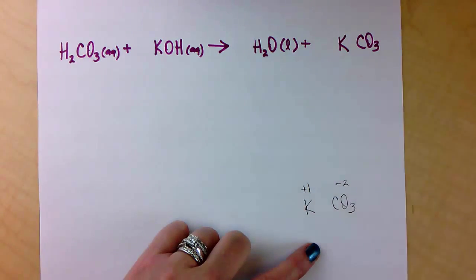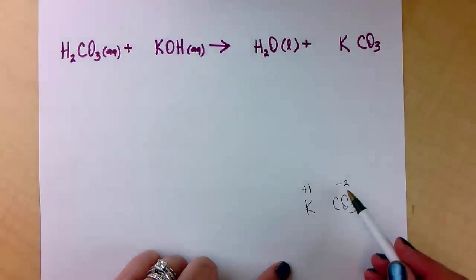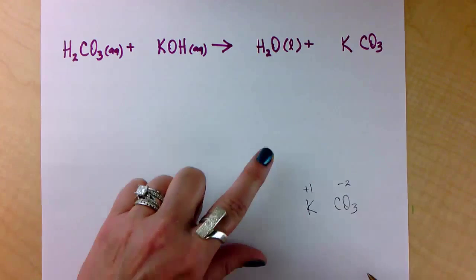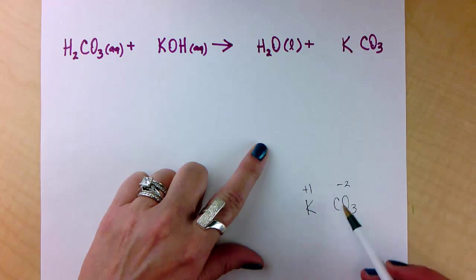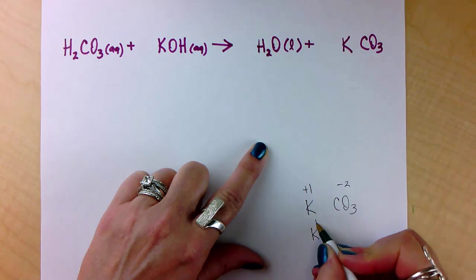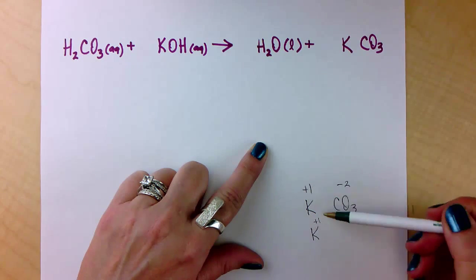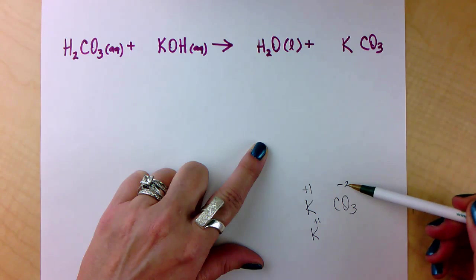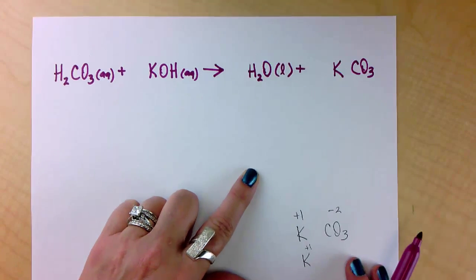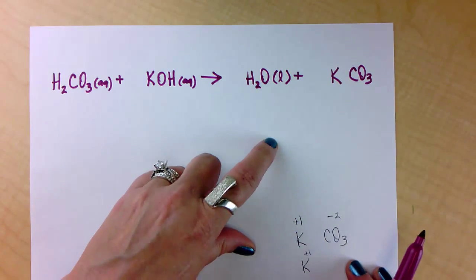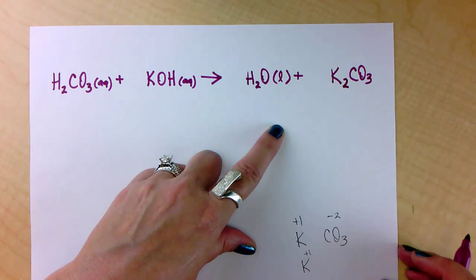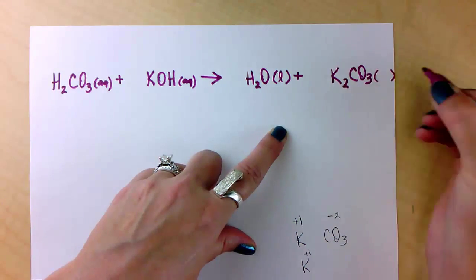We need compounds to add up to 0. Does +1 minus 2 add up to 0? No, it does not. What do we need in order to make this add up to 0? You're correct if you said another potassium. Now we have +2 to go with the -2, which adds up to 0. Therefore, the correct formula for potassium with carbonate is K2CO3.